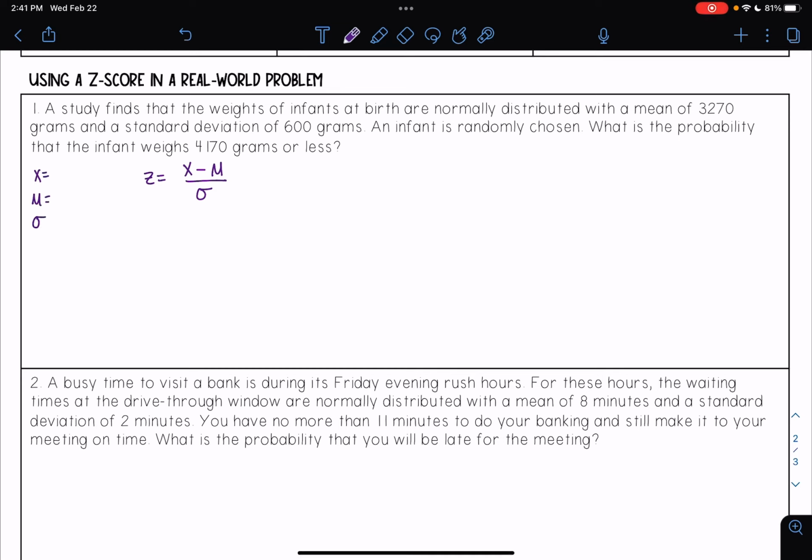So reading the problem, I see that it tells me that it has a mean of 3,270, so that is my mu. And it tells me that the standard deviation is 600 grams, so that is my sigma. And then it's asking for the probability that the infant weighs 4,170 grams or less, so that 4,170 is my x. So plugging those in, I have 4,170 minus 3,270 over 600. And when you calculate that out, you get that z is equal to 1.5.